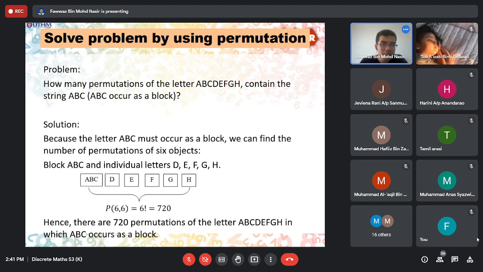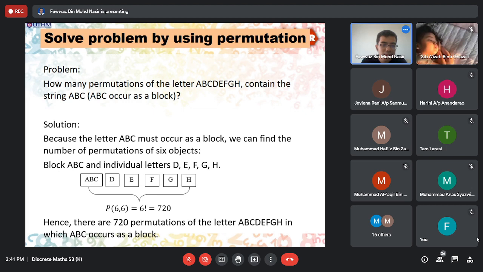So basically we have ABC as one block and all the remaining letters, D, E, F, G, H, we consider as individual blocks. So we have 5 remaining letters, so 5 remaining blocks. Altogether we have 6 blocks. So the number of ways we can arrange these 6 blocks is 6 factorial, which is equivalent to 720 ways.